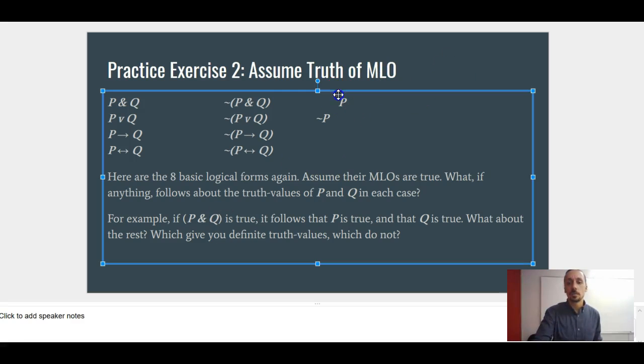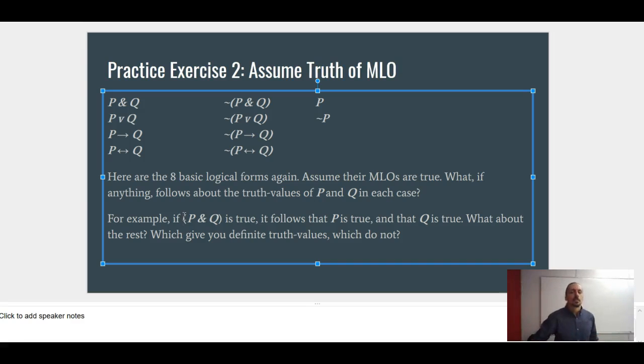Okay. And why did this go over here? All right. Here are the basic forms again. In fact, no, I had P and not P there, but of course it isn't a basic form. It should just be an atomic sentence and its negation. Okay.